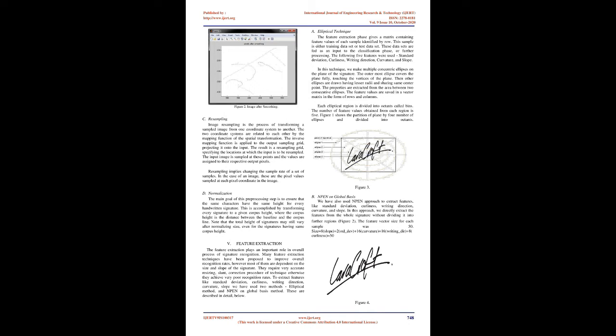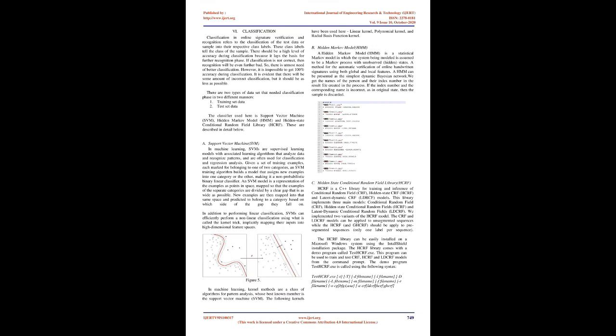V. Feature extraction. The feature extraction plays an important role in the overall process of signature recognition. Many feature extraction techniques have been proposed to improve overall recognition rates, however most of them are dependent on the size and slope of the signature. They require very accurate resizing and slant correction procedures, otherwise they achieve very poor recognition rates. To extract features like standard deviation, curliness, writing direction, curvature, slope we have used two methods, the elliptical method and NPEN on a global basis. These are described in detail below.